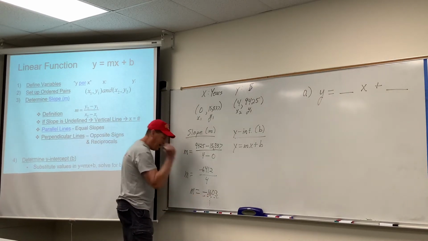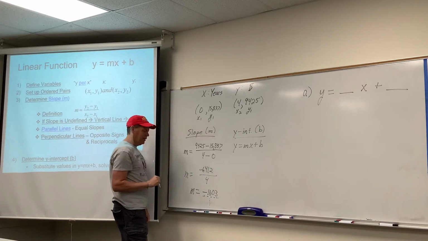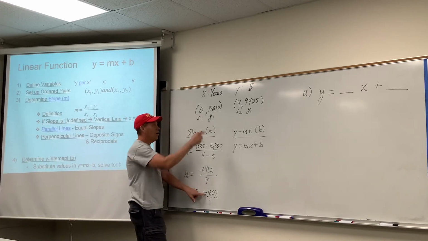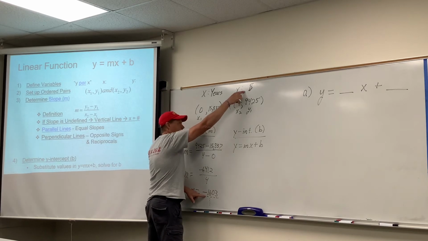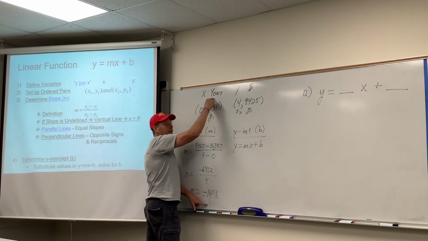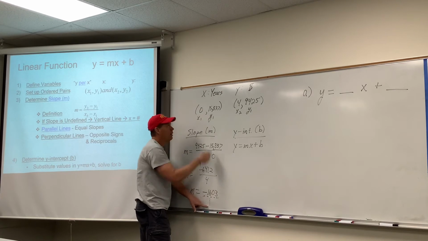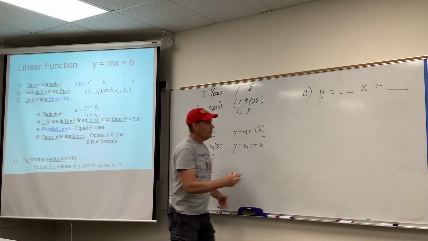Over 1! That's right. Now look, what's this? That car is losing $1,603 of value per fraction bar for every 1 year. And that goes in right here.